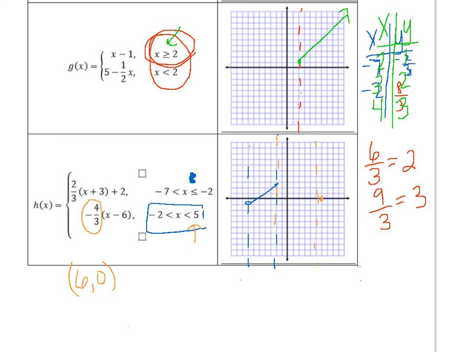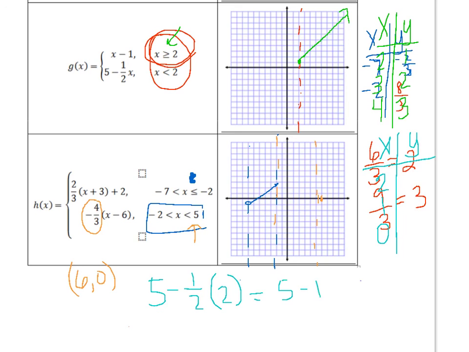When I go to do the second part of the domain, now I'm looking at the left-hand side of the graph. Because I'm looking at the left-hand side of the graph, I'm going to think about where my point's going to be where x is 2. But I'm also going to choose values that are smaller than 2. So I've got 5 minus 1/2 times 2. 1/2 of 2 is 1. So that's 5 minus 1, which is just 4.